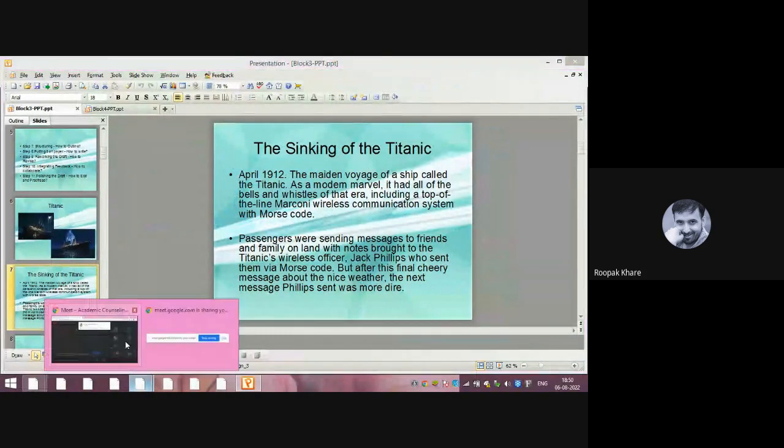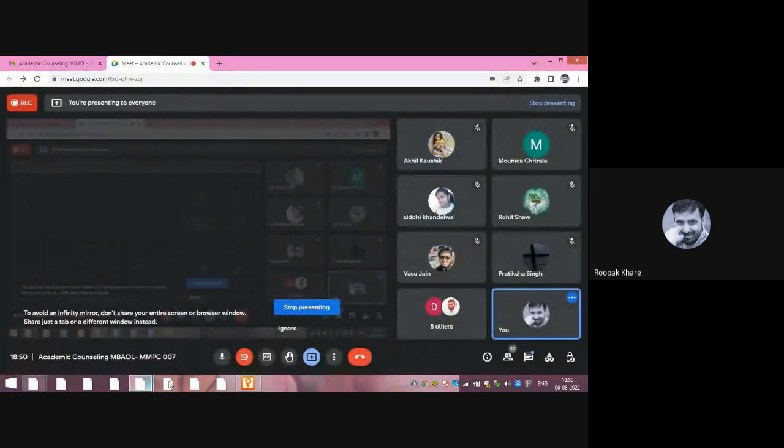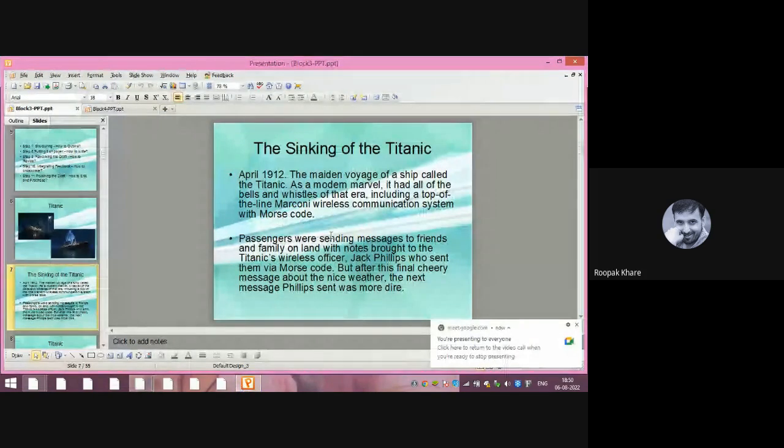Passengers were sending a lot of messages because it was their first experience and they were so elated about it. In fact, being on Titanic was considered to be something very aspirational, something only the wealthiest people could have done. So people who were there, they were boasting about it. They were sending messages to friends and family continuously, right? So their wireless system was continuously busy.